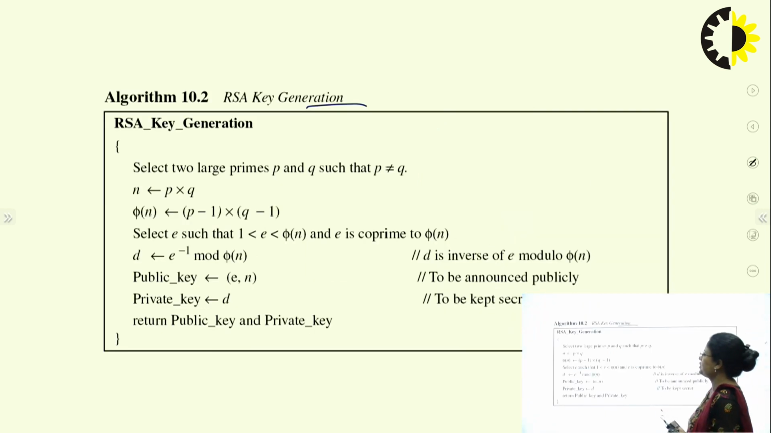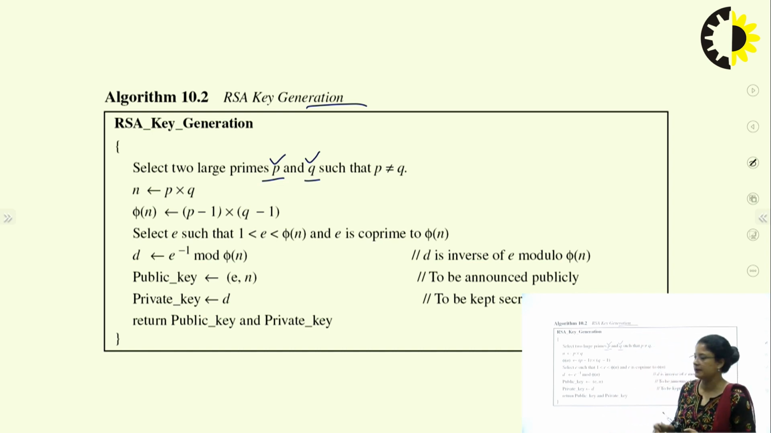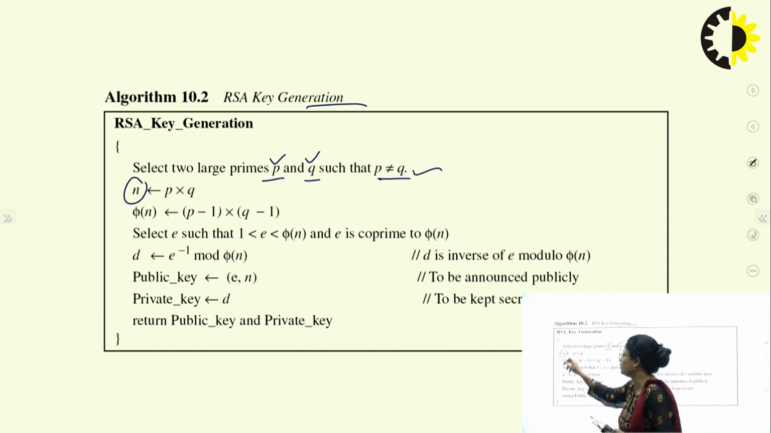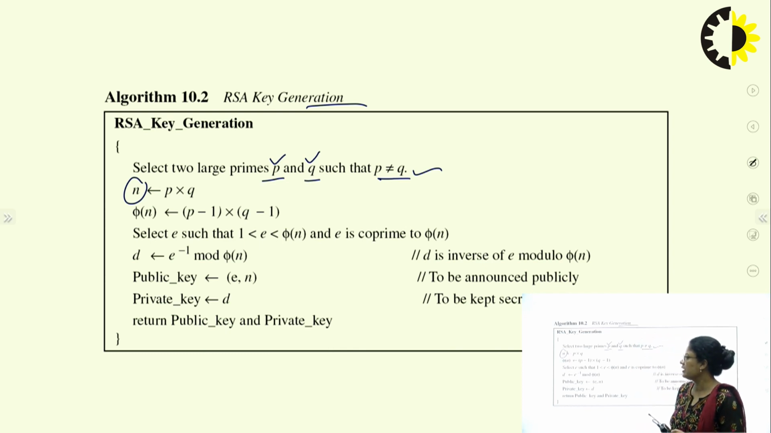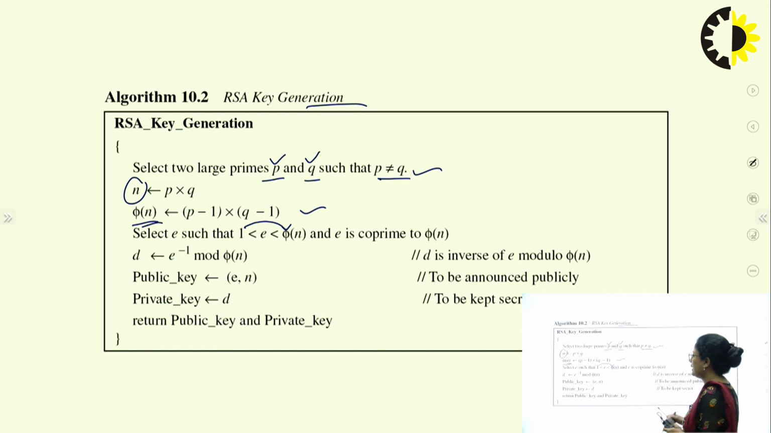Now, when it comes to generation of the keys, the algorithm which RSA uses selects two large prime numbers, let us say P and Q. They are two very large prime numbers having the characteristic that both of them at any cost should not be equal. Then using these two prime numbers, we calculate the value of n, which is equal to P into Q. Then we calculate the value of phi of n, which is equal to (P minus 1) into (Q minus 1). We all know how to calculate this. Then we select a value E which lies between 1 and phi of n, and E is chosen in such a way that it is co-prime to phi of n.